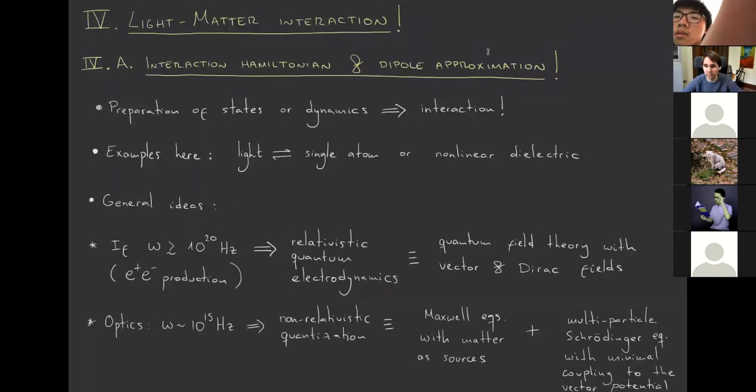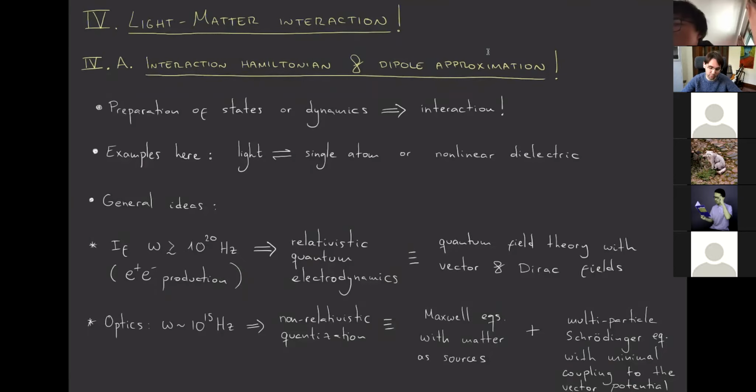But this is a bit of an overkill at optical frequencies because we don't have particle production. So we don't change the fundamental constituents of the matter that we are interacting with. And therefore, in principle, we can just stick with a non-relativistic quantization. But even this non-relativistic quantization doesn't need to be very rigorous, in the sense that we use the Maxwell equations for the electromagnetic field, but using the matter degrees of freedom as sources. And for the matter, we use a multi-particle Schrodinger equation, and we couple it to the vector potential of the electromagnetic field through minimal coupling and so on.